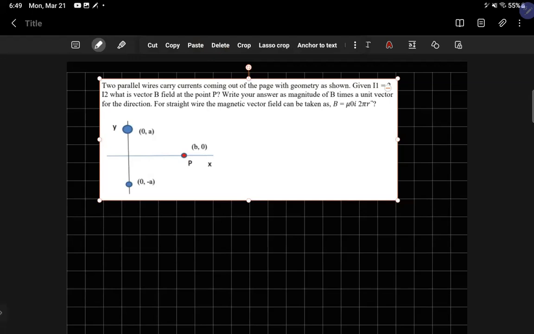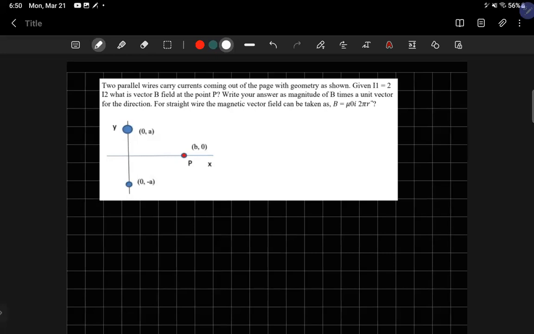Two parallel wires carry current coming out of the page with geometry as shown. Given I1 equals 2I2, what is vector B field at point P? Write your answer as a magnitude of B times the unit vector of the direction. For a straight wire, the magnitude of the field can be taken as B equals mu naught I over 2 pi r. Okay, there it is.